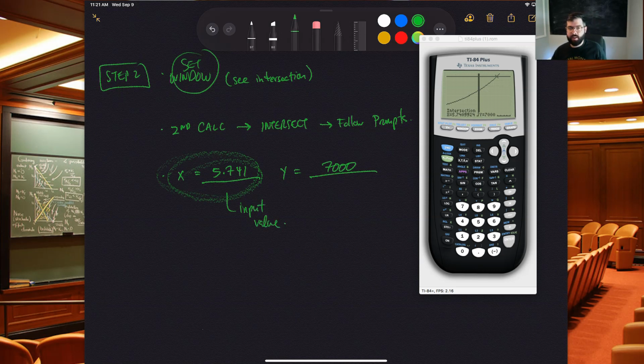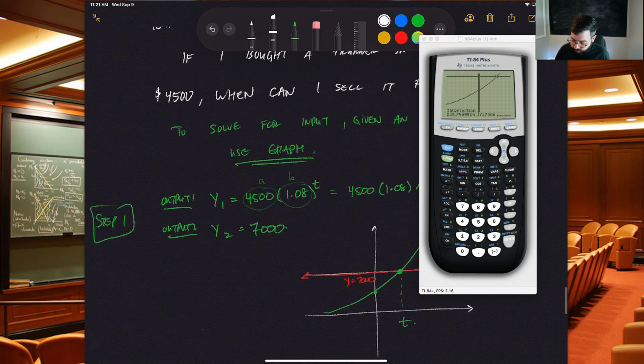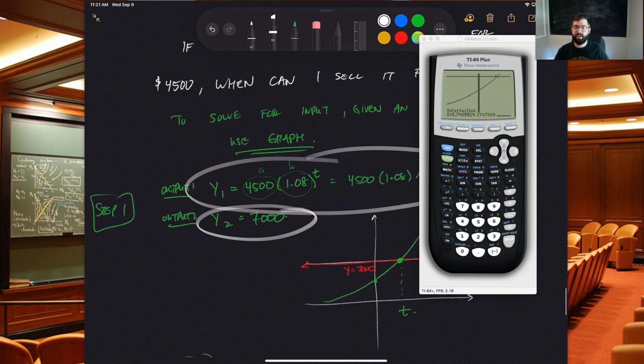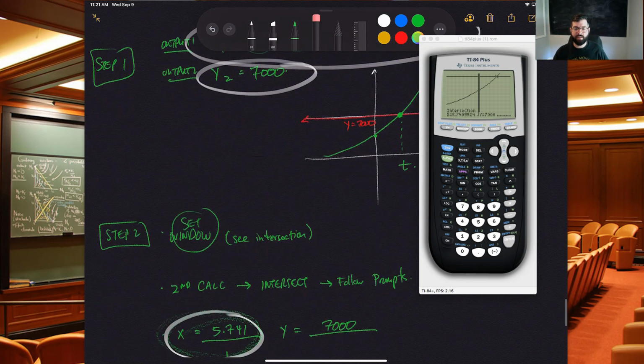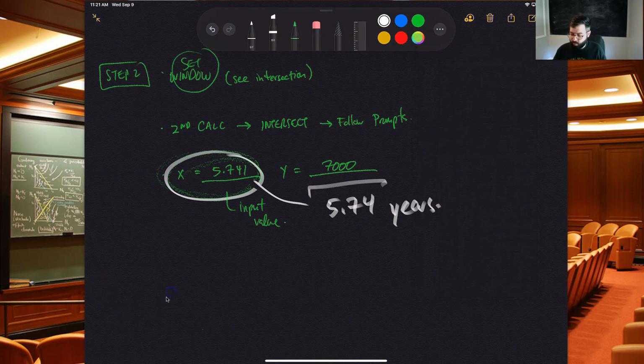All right, this is the input that causes this function to reach this value, right? It's where they both agree at that point. That t value makes them both true. So that's why we're solving for it graphically. They're both taking on 7,000 when t is 5.74. So the question is 5.74 what? 5.74 years until this forerunner will be worth $7,000.